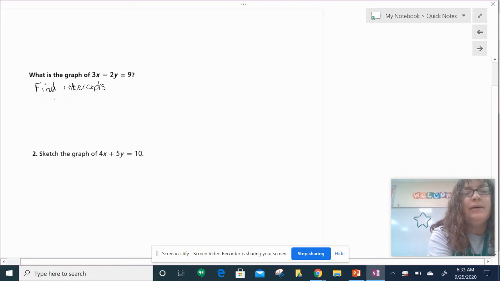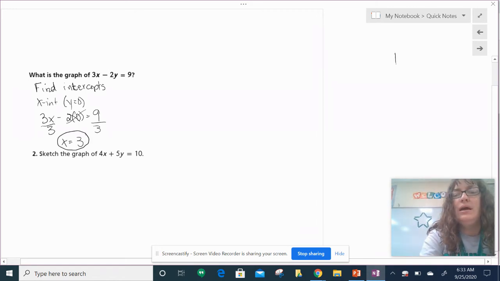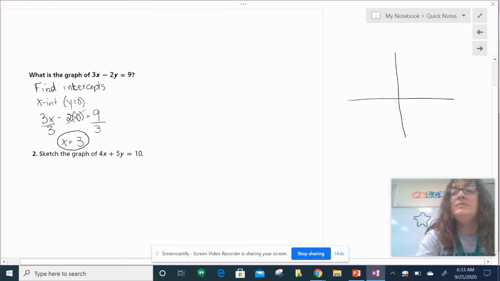So finding the intercepts, remember if I'm trying to find the x-intercept, I'm going to let y be 0. So I've got 3x minus 2 times 0 is equal to 9. 2 times 0 just cancels out, and so I've got 3x is equal to 9, and I'm going to divide each side by 3 and get x is equal to 3. So what that tells me, I'm going to come over here to my graph. What that tells me is it's going to cross the x-axis over here at 3.